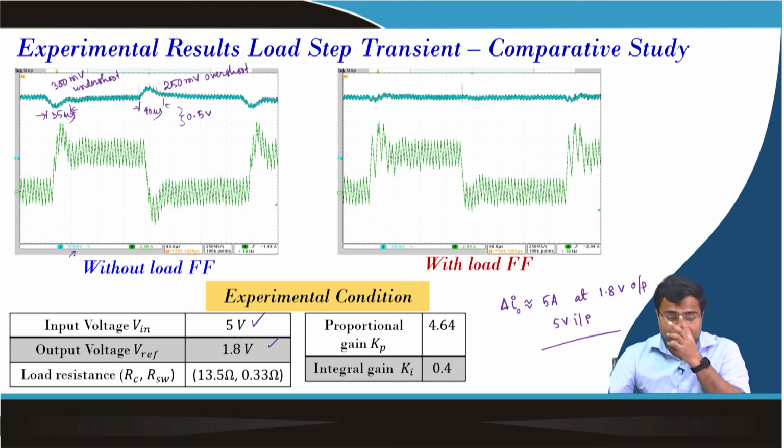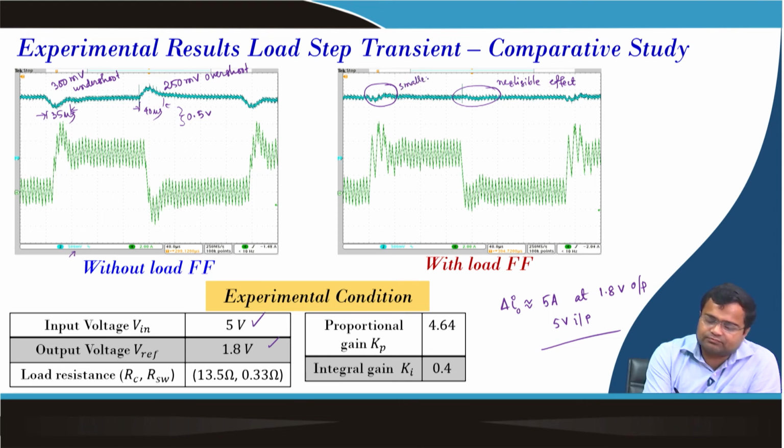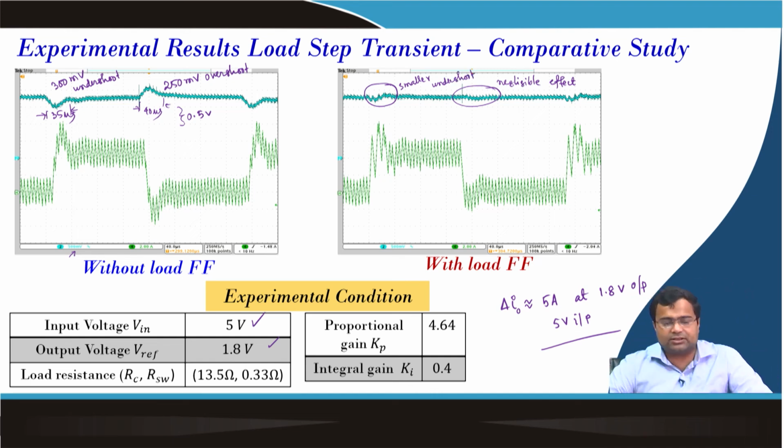Now, if we add the load feed forward, you can see almost negligible effect. Here also a very small undershoot. That means even for such a load transient, there is almost insignificant effect in the output voltage. As a result, you can make fast transient performance.